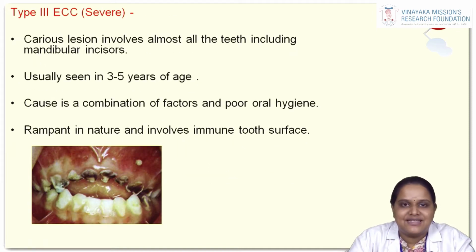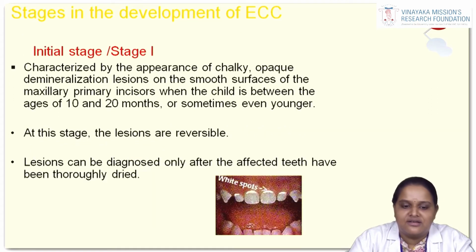This is type 3 ECC, severe, where the caries lesion involves all teeth including the mandibular incisors. It is usually seen in the age group of 3 to 5 years. It is a combination of improper oral hygiene and improper dietary pattern followed by the kids. It is rampant in nature and involves immune tooth surfaces. This is about the types that we talked about previously.